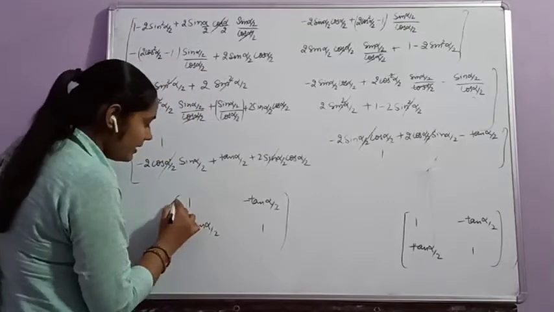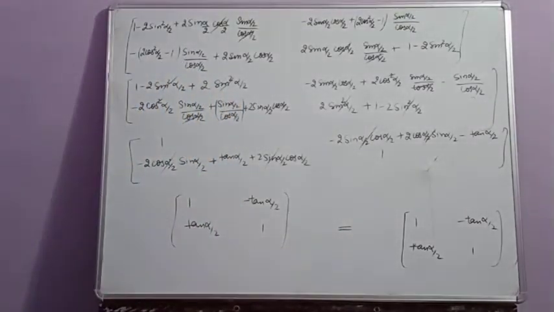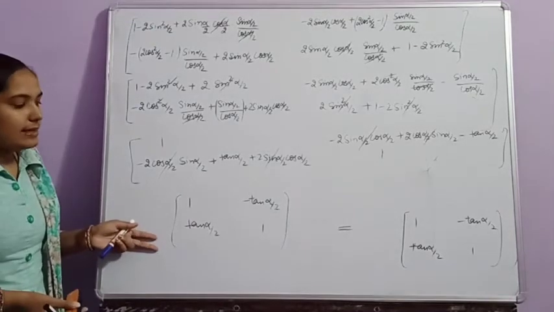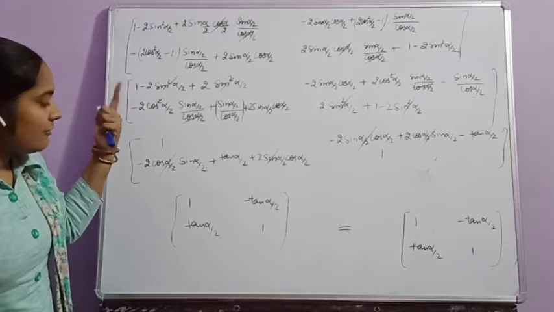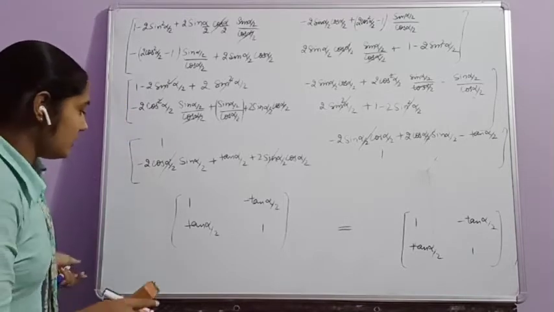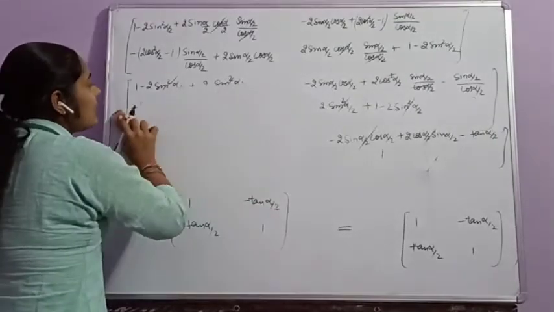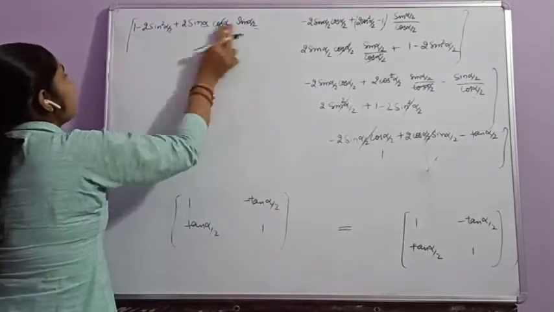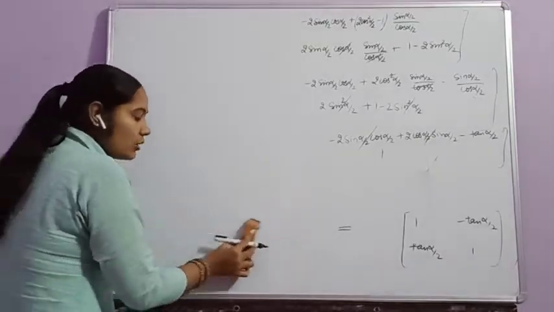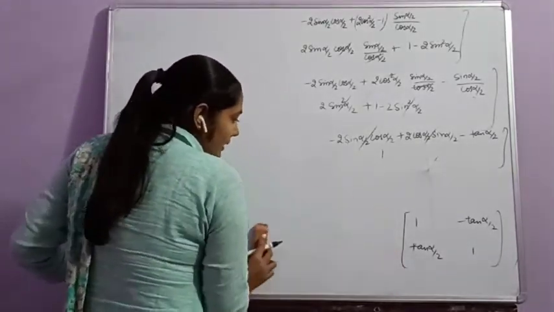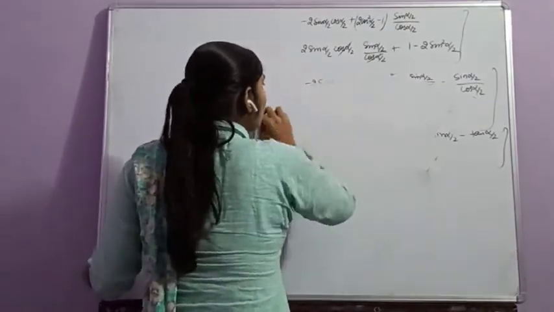And we can see that both sides are equal to each other. So it is proved that I plus A is equal to I minus A into the given matrix, that is cos alpha, sin alpha, minus sin alpha, cos alpha. Here we use formulas to simplify it, that is sin 2 theta is equal to 2 sin theta cos theta, and cos 2 theta is equal to 2 cos square theta minus 1 and 1 minus 2 sin square theta. Okay.